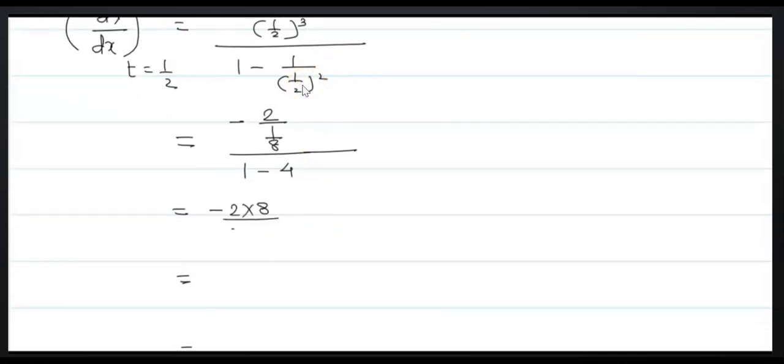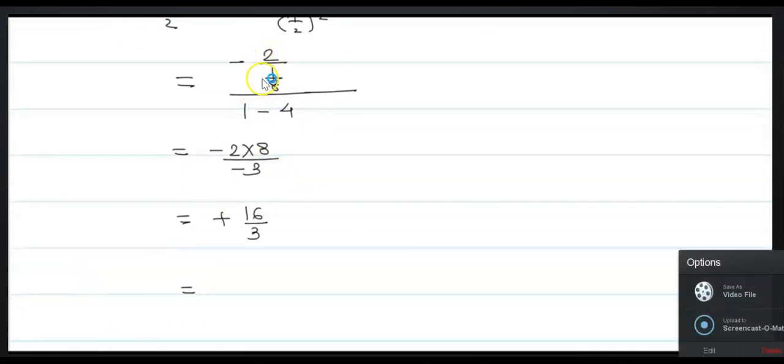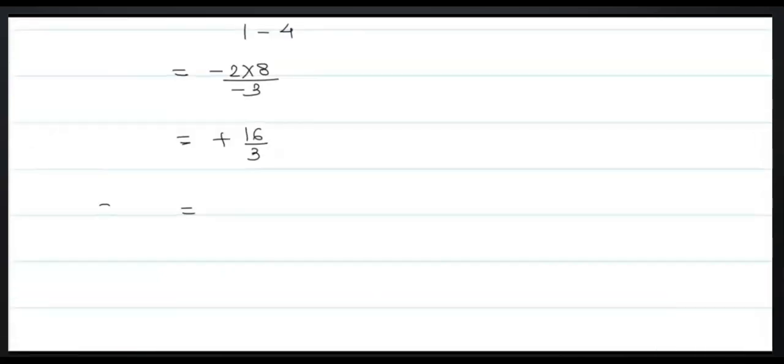1 upon 2 bracket square means what? Here is 4. That is equal to minus 2 into 8, 1 minus 4, that is minus 3. This minus minus becomes plus, and that is 16 upon 3. Therefore, dy by dx at t is equal to 1 upon 2 is 16 upon 3.